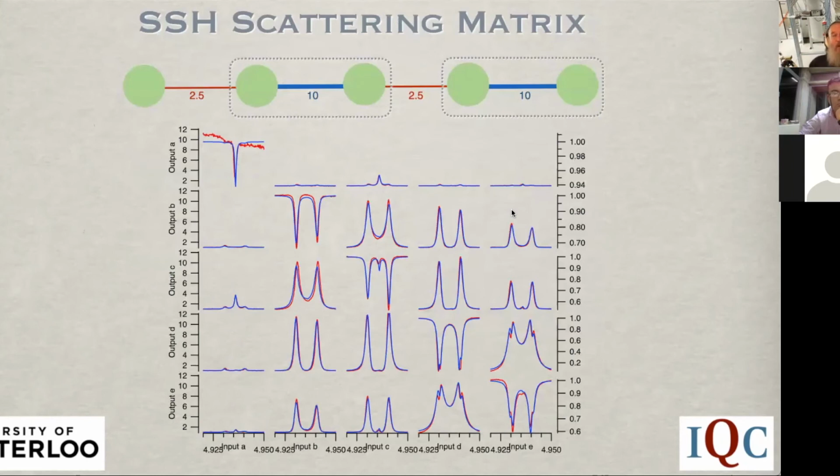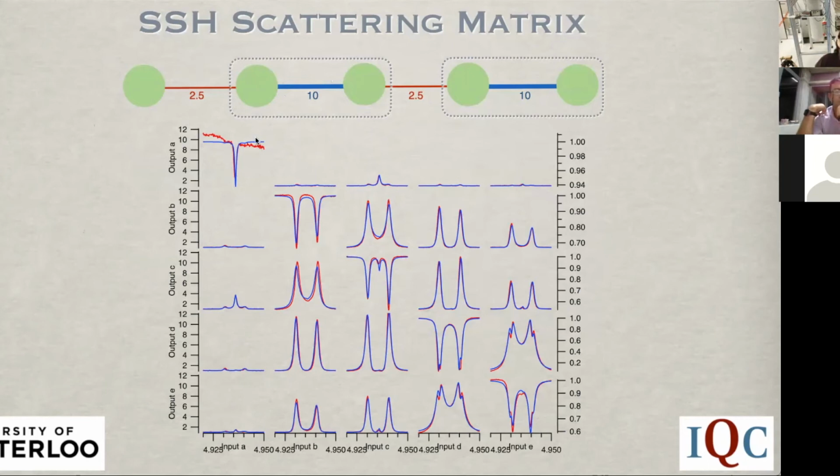So now, just to go very quickly, here are some of our experiments. What I'm plotting here is a full scattering matrix of a 5-site SSH model, where I have one weak bond on this end and a strong bond on this end.